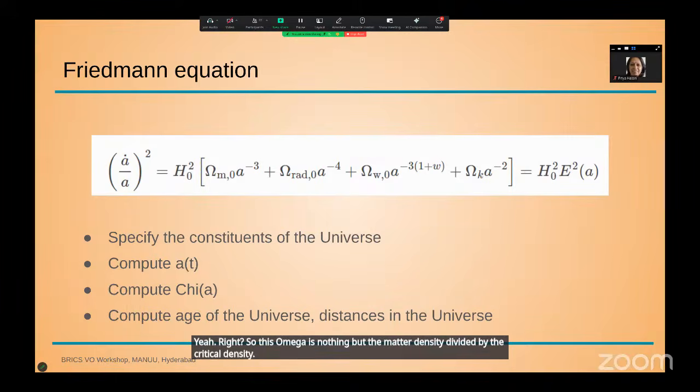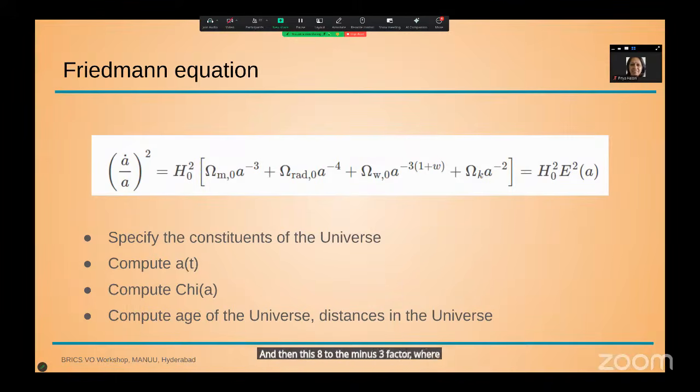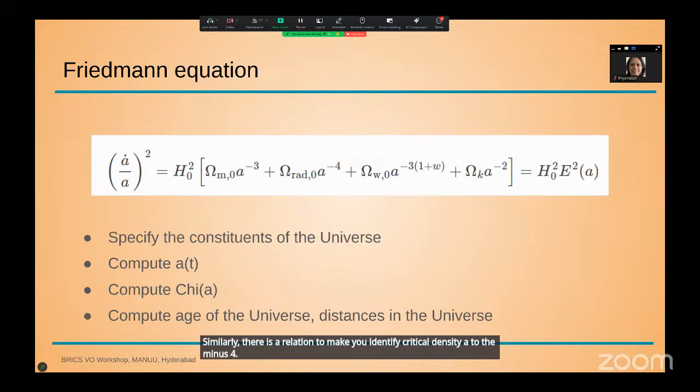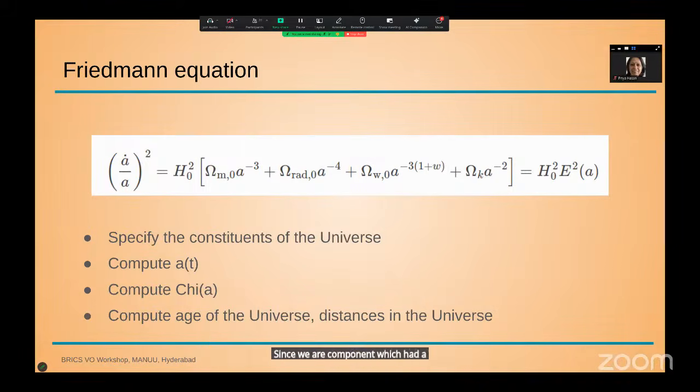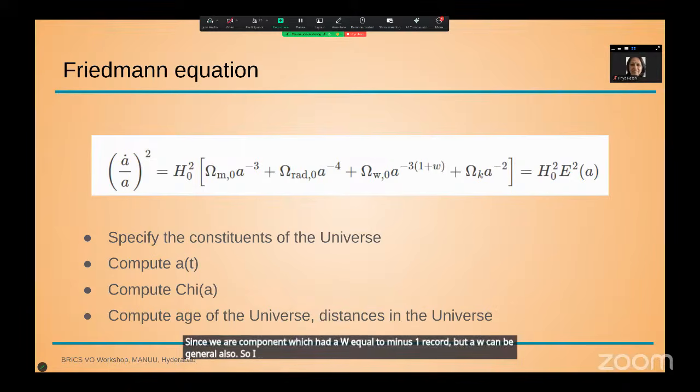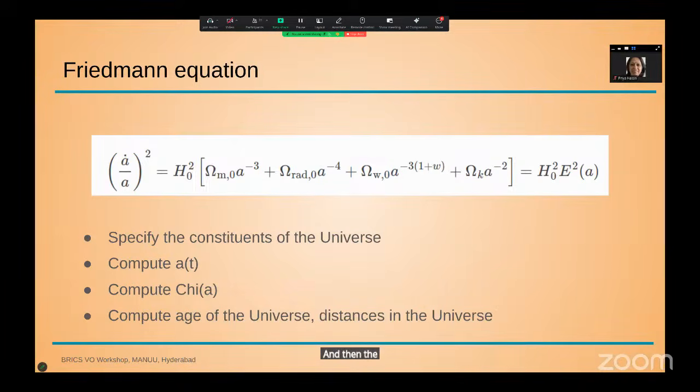And then this a to the minus 3 factor, where is it coming from? The density is changing because of the expansion of the universe. Similarly, there is the radiation density today divided by the critical density, times a to the minus 4. Then this weird component which had w equal to minus 1, but w can be general also, so I have just kept it as w0, and then a to the minus 3 times 1 plus w. And then the K by A square that I had, I converted into a quantity called omega K.